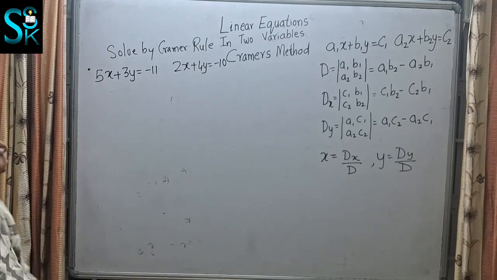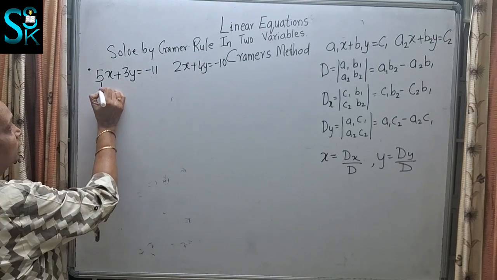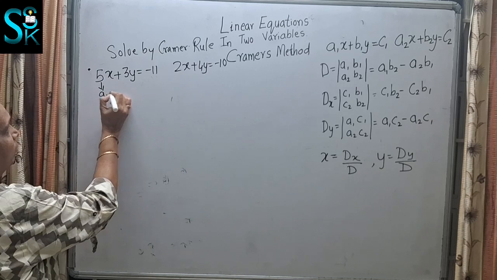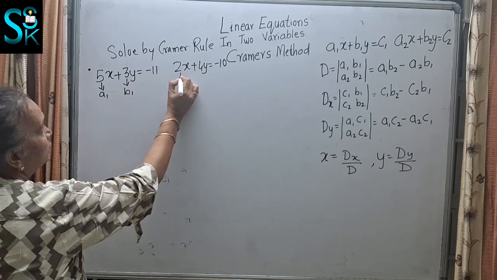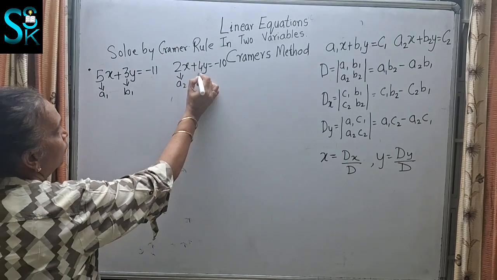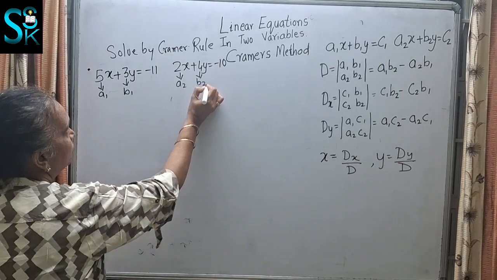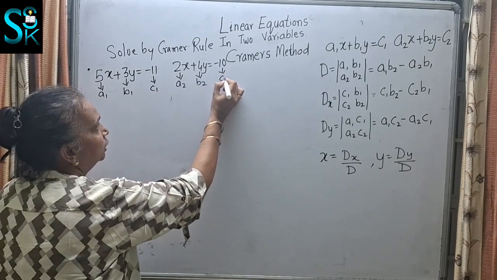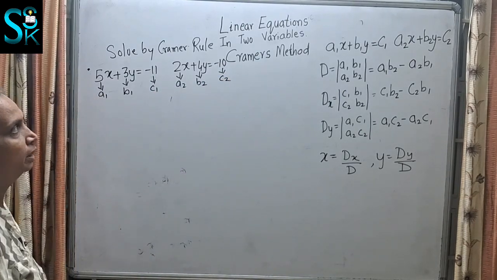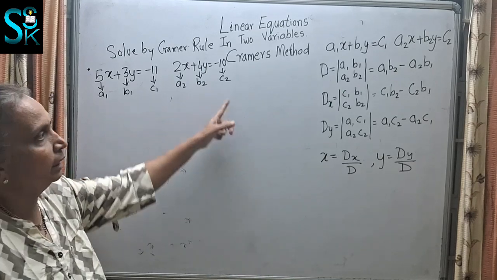Okay, so what you are going to do is, this is nothing but a1, this is b1, this is a2, this 4 is b2, this is c1, and this is c2. Okay, for your better understanding I have written it like this.